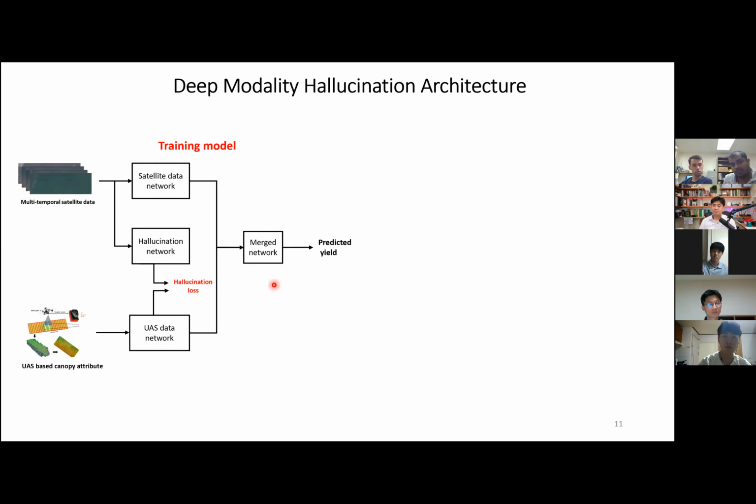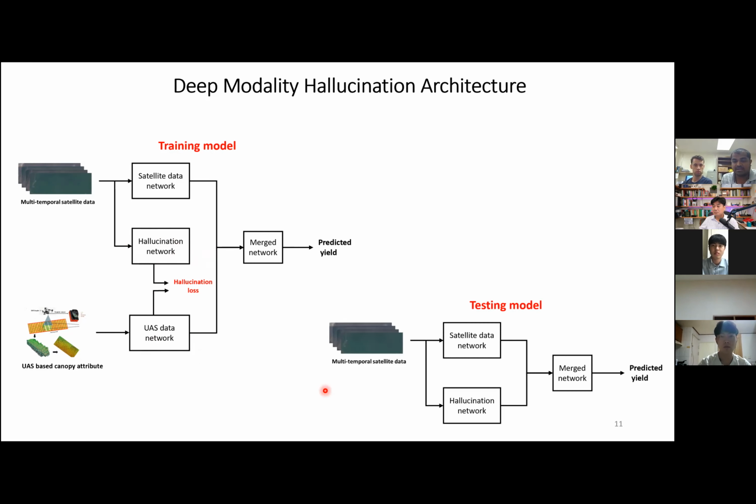But what we also do at the same time is introduce this third network, which tries to mimic the UAS data network at the time of training by introducing the hallucination loss. So the assumption here is after training, we should have this hallucination network trained enough to mimic the UAS data network, so that we can discard the UAS data network at the time of testing and replace it with the hallucination network.